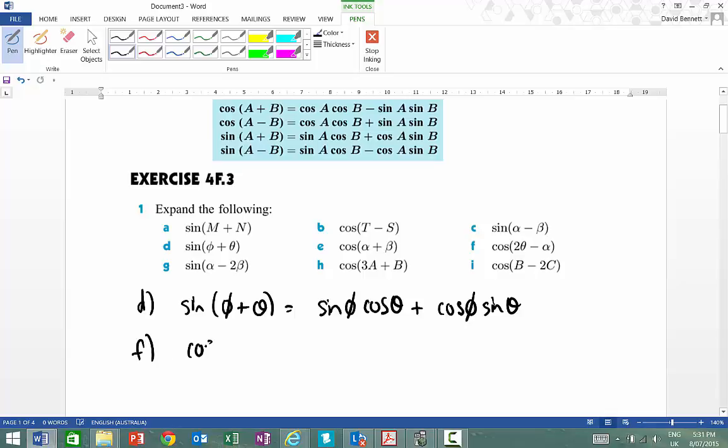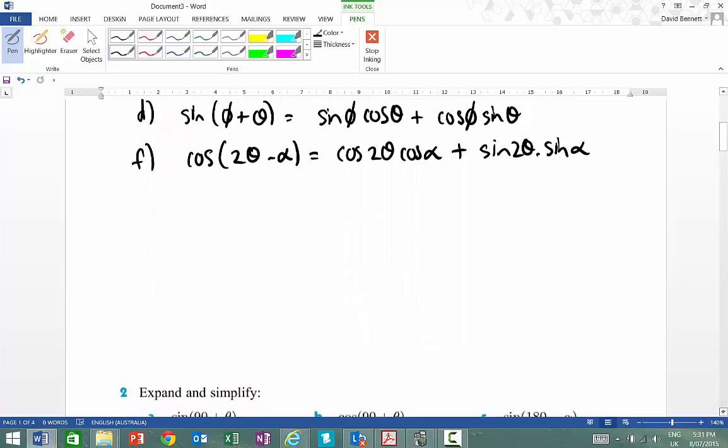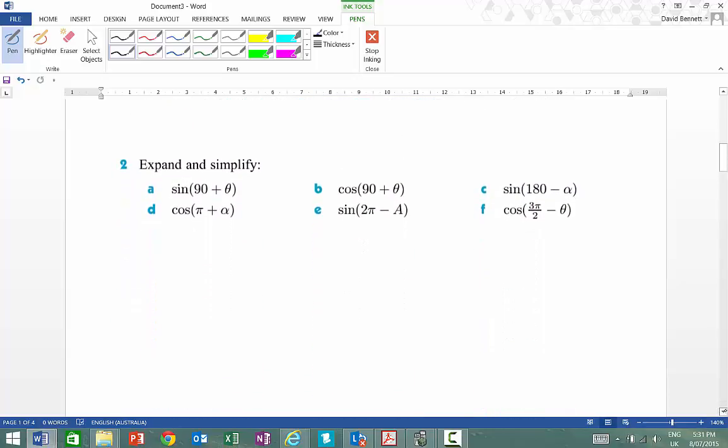Let's do F. So we've got cosine of 2 theta take alpha. Now cosine is cos sine, but it's the opposite. So that's going to be cosine of 2 theta cosine of alpha. Because it's take, it becomes plus sine of 2 theta sine of alpha. Now again, it's one of those things you don't remember the formula, you just use it from the formula sheet. Now, second part is to do the same thing again over here, is expand and simplify.